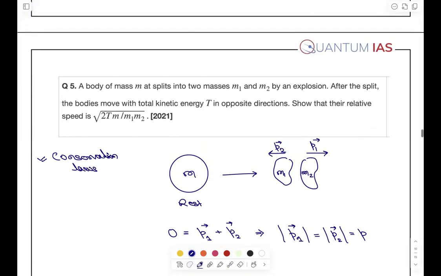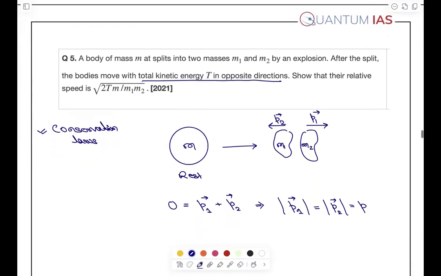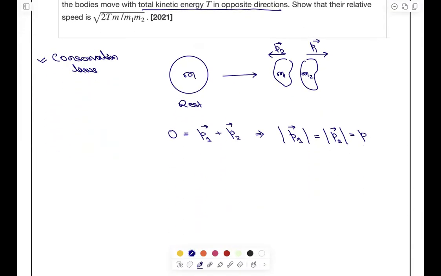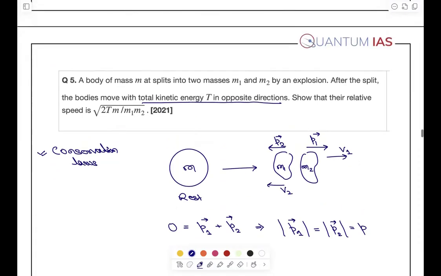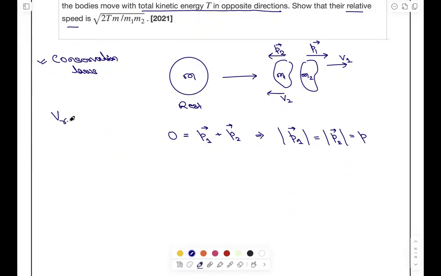Now from the question, the total kinetic energy is T, and they're moving in opposite directions. Let's say one is moving with velocity v1 and the other with velocity v2. We need to find the relative speed. What is v relative? If they are moving in opposite directions, it will be v1 plus v2. This is the easy concept we also know.